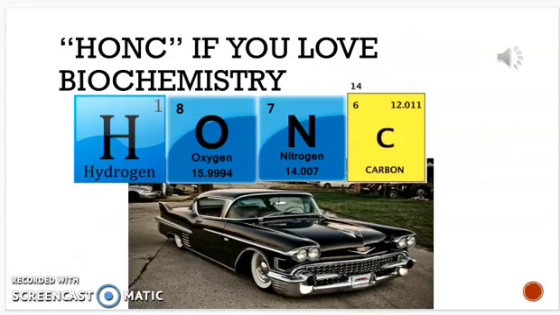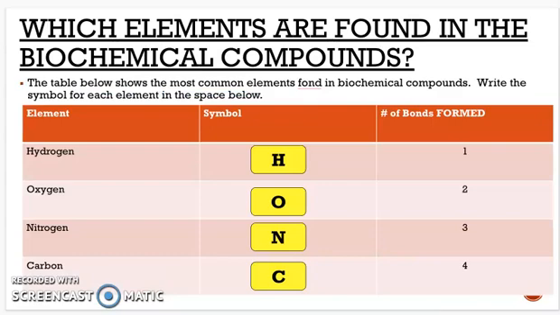So just in case you need a little something to remember all of the important elements that we're going to go over now, it's called HONC. So HONC, if you love biochemistry, we have hydrogen, oxygen, nitrogen, and carbon. So which of the elements are found in biochemical compounds?